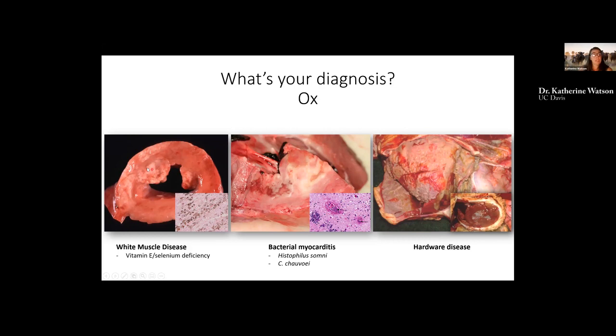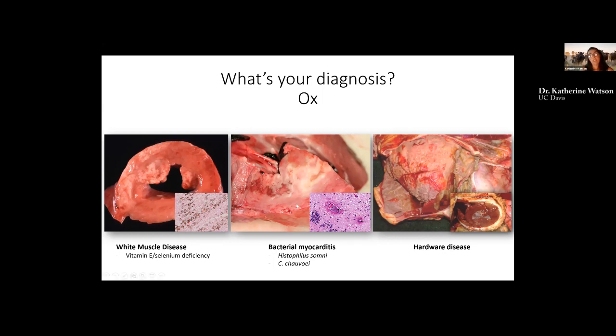So this here is white muscle disease. The only way you can tell the difference between this one and this one, which is bacterial myocarditis from either Histophilus somni or that blackleg agent, Clostridium chauvoei, is histologically. Like when Gaby talked about looking at it under a microscope, the white muscle disease, which is a deficiency in vitamin E and selenium, has a lot of mineralization. This is a special stain that shows all of the mineralization. So the white in this case correlates to mineralization within the tissues.